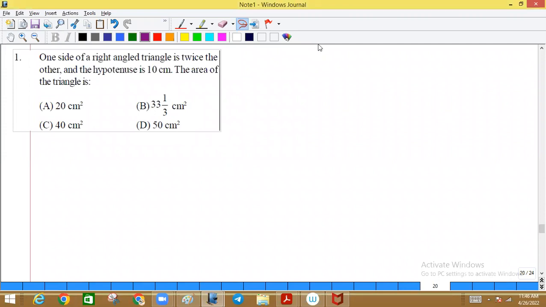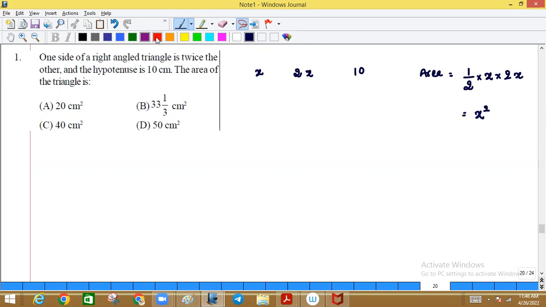One side of a right angle triangle is twice the other, and the hypotenuse is 10 centimeters. Find the area of the triangle. When he says hypotenuse is 10 centimeter, what kind of a triangle is it? It is a right angle triangle. If one side is x, what is another side? 2x. What is the hypotenuse? 10. Area of a right angle triangle is half into base into height. One side becomes the base, another side becomes the height.